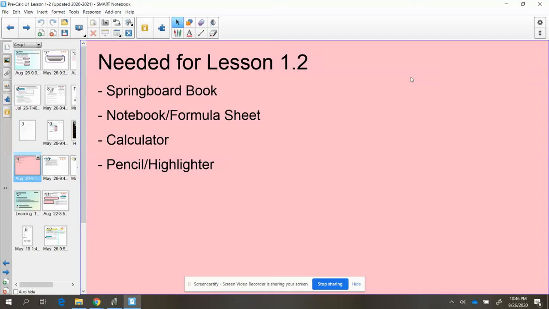Everyone, welcome back for lesson 1.2. Today you are going to need your Springboard book open to page 8. You are going to want that formula sheet that you hopefully started yesterday, or your vocab sheet, whatever you have in a notebook or on a sheet. You're definitely going to want your graphing calculator today, and then a pencil and a highlighter.